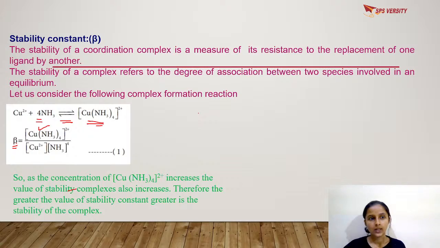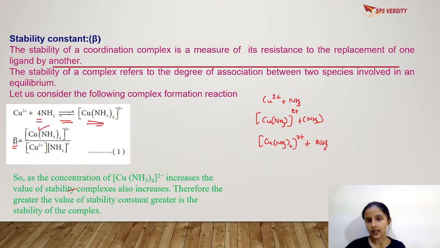can be represented in different ways. For example, Cu can combine with one NH3 in the first step, and the [Cu(NH3)]2+ complex can combine with one more NH3, and in the next step [Cu(NH3)2]2+ can combine with one more NH3, and like that, [Cu(NH3)3]2+ can combine with one more NH3. And you're going to find out K1, K2, K3, K4 over here.